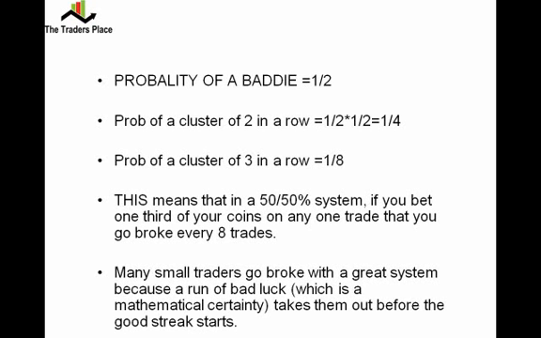I thought I would just bring in some probabilities as well. Remember, it's a 50-50 system, so the probability of a baddie is 1 in 2. So every 2 trades, 1 will be good, 1 will be bad. The probability of a cluster of 2 bad trades in a row, simple math, 1 out of 2 multiplied by 1 out of 2 means that 1 out of 4 trades I'm going to get 2 wrong in a row. And the cluster of 3 in a row is simply 1 in 8. So every 8 trades I'm going to get 3 in a row incorrect.